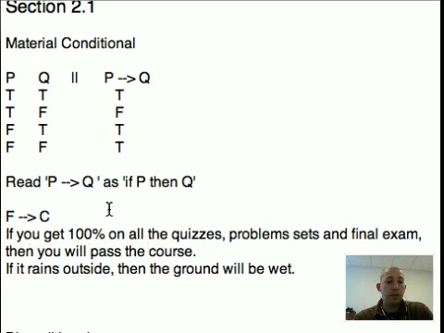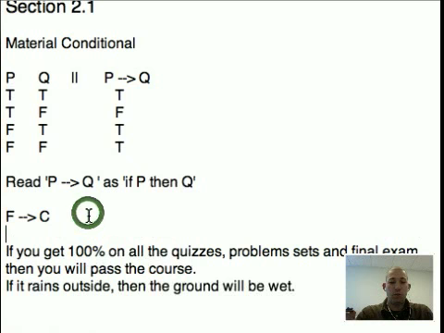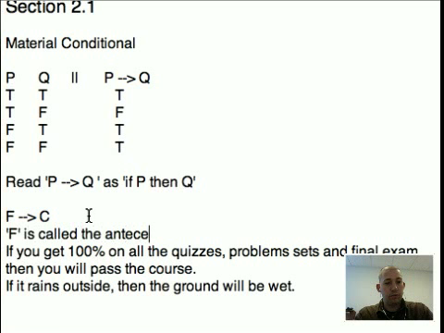Another way you can think about these is, if you don't get 100% on everything, will you still end up passing the course? The thought is, yeah, you might get 99% on everything and still pass the course. So effectively what we just said there was this first part, F, which we call the antecedent, and C we call the consequent.